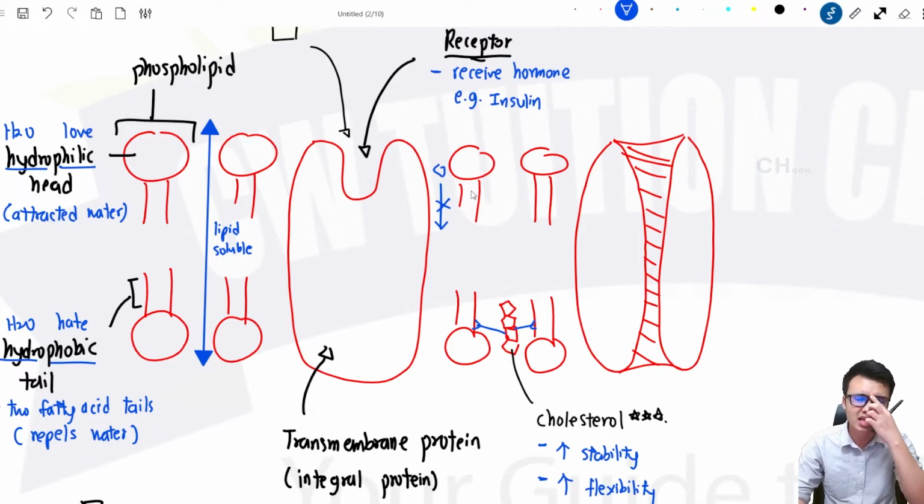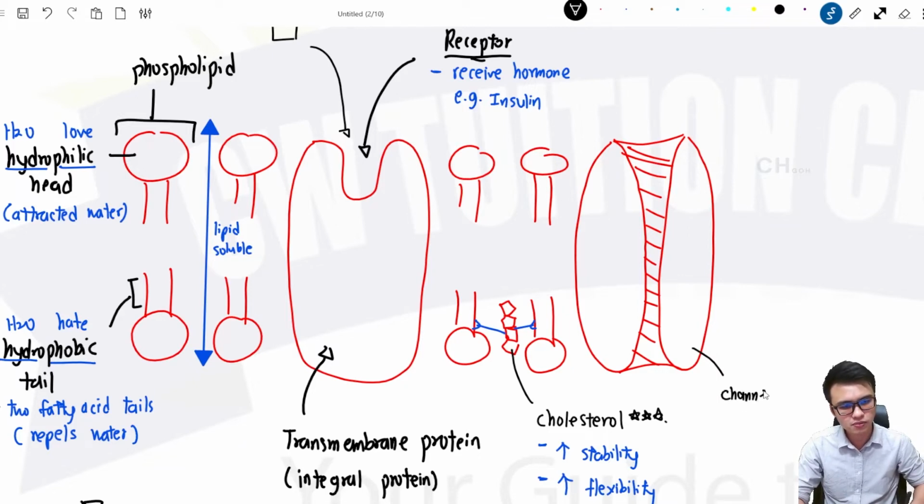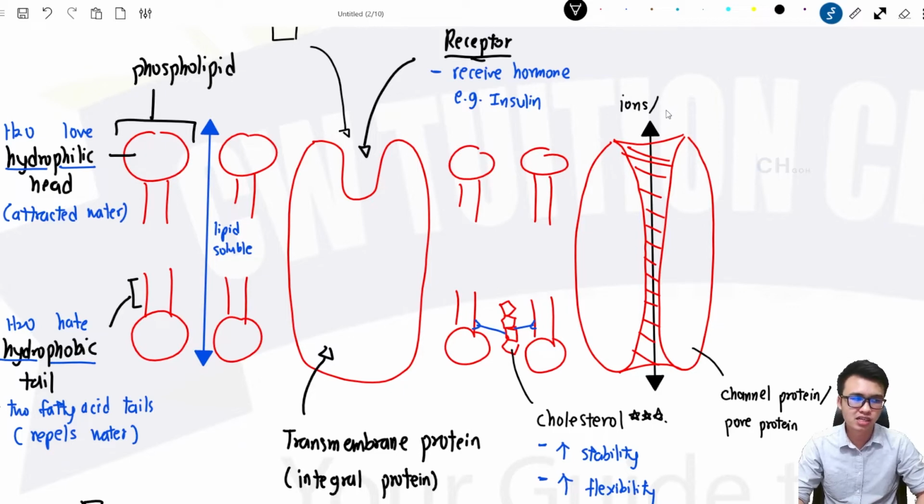No problem. They need an agent. That agent is known as the channel protein, or I call it a longang protein. Actually, it has another name as well. The channel protein is also known as the pore protein. This pore protein allows certain substances to go through it, for example ions or small polar molecules.